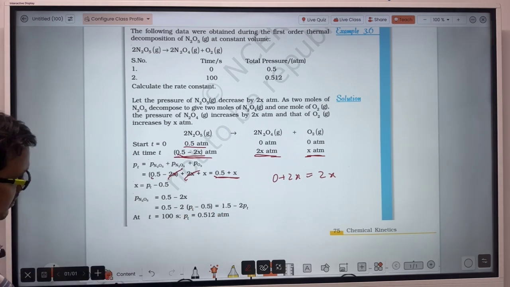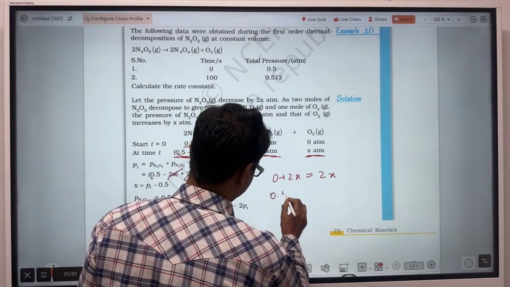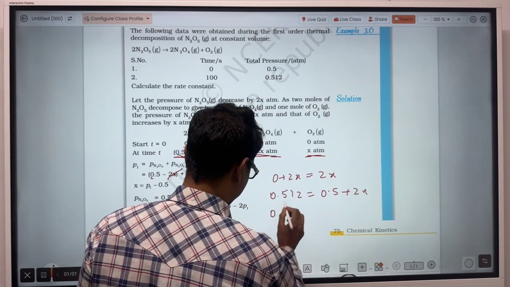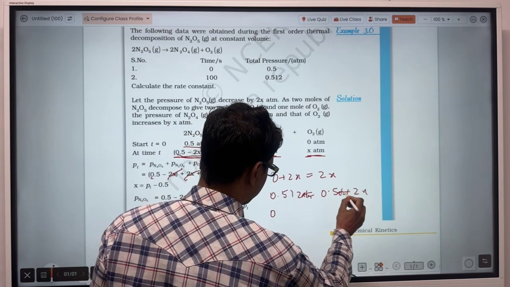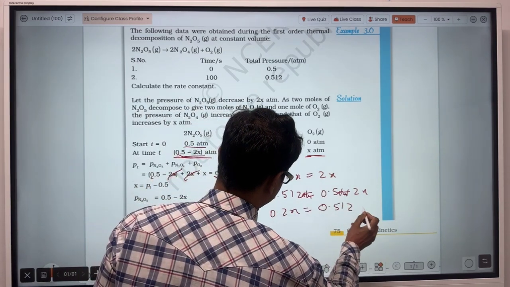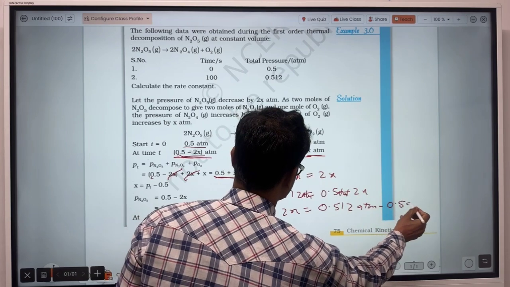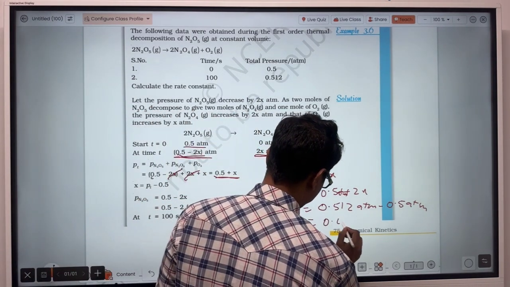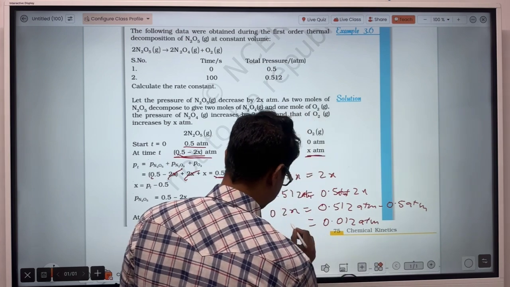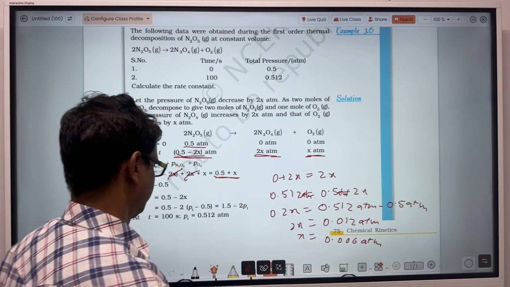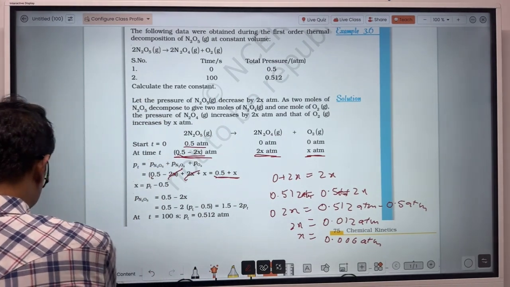Listen here. That means 0.512 atm will be equal to 0.5 atm plus 2x. So 2x you can calculate as 0.512 atm minus 0.5 atm. So the value of x you can calculate very easily here. That will be equal to 0.012 atm for 2x. So x will be equal to 0.006 atm. Okay, let's proceed.